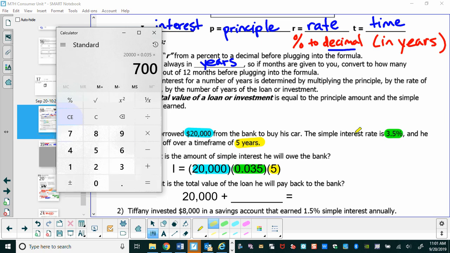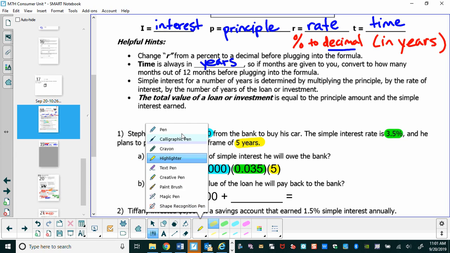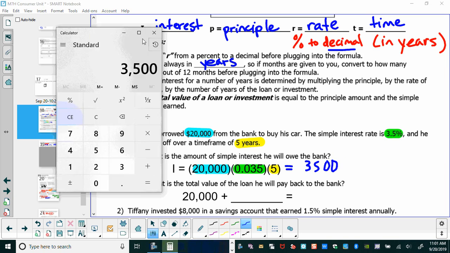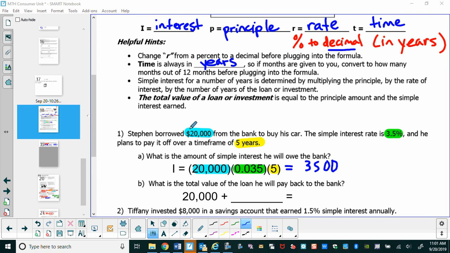That says right there that 3.5% interest of 20,000 for 1 year would be $700. And now we're going to hit times 5. And so it looks like the interest on this account is going to be $3,500. Again, that's the number that we just got in the calculator. So what that means is if Stephen borrowed $20,000 from the bank to buy a car, he's going to have to pay back this much extra in interest. So if it ever asks how much simple interest will he owe, you could just stop right there.